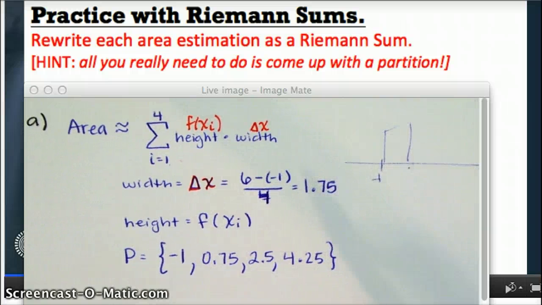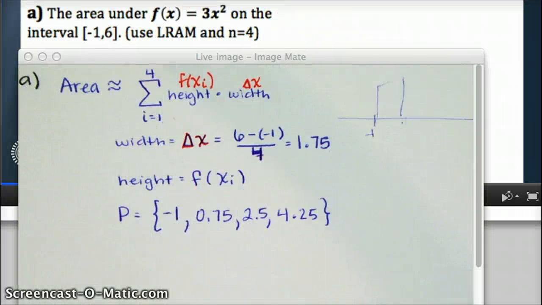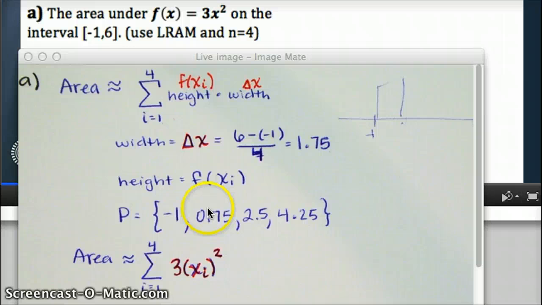Okay, last step to write your finalized Riemann sum is to put this all together. We want to write a sum notation that has actual algebraic expressions here. Obviously, we start with 1 to 4. And then instead of just writing f of x_i, we're going to use the formula given. If the function f takes the x value, squares it, and then multiplies times 3, the height is going to be 3 times each of these x values squared.